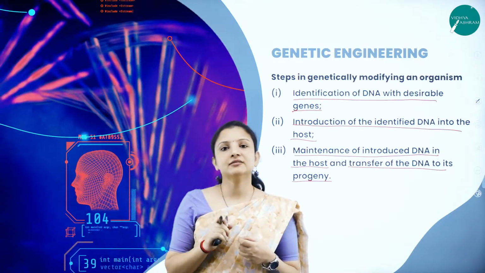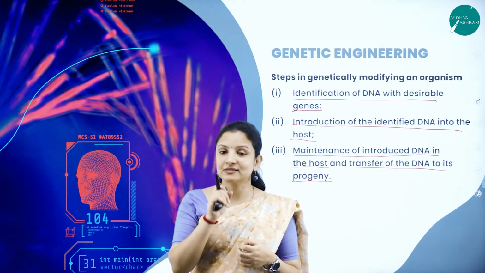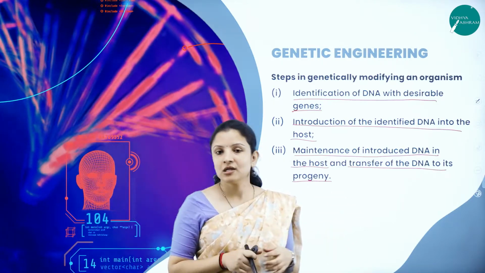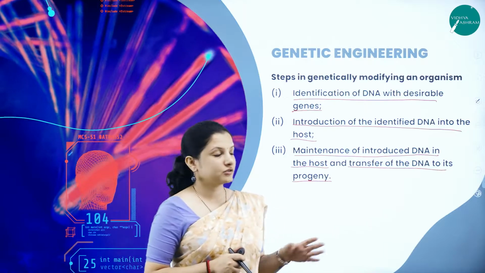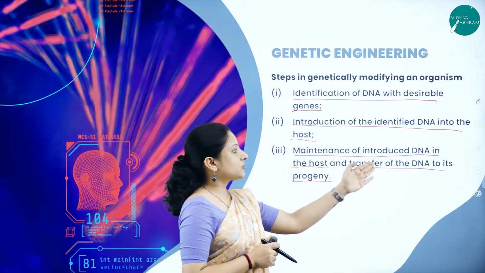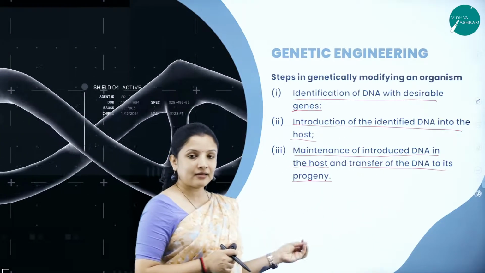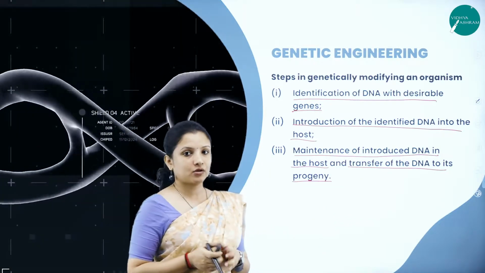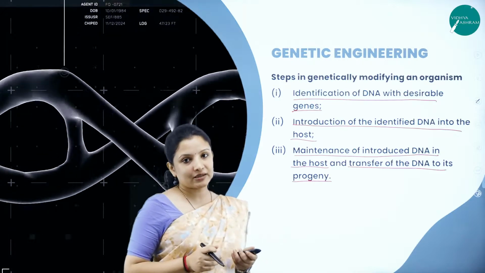So if it has been transferred to the saplings, then only your genetic engineering experiment has been a success. Otherwise, it will be a failure. So therefore, maintenance of the introduced DNA in the host and then the transfer of DNA to its progenies are very, very important here. So these are the 3 steps that are done here.